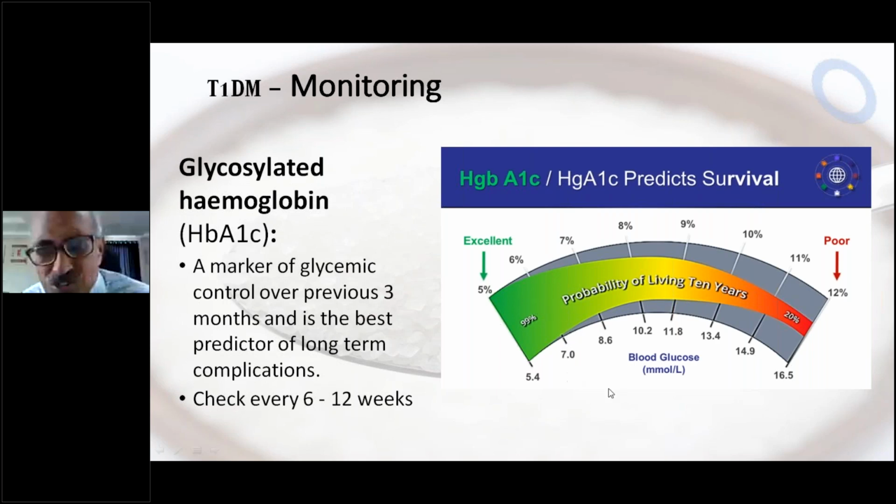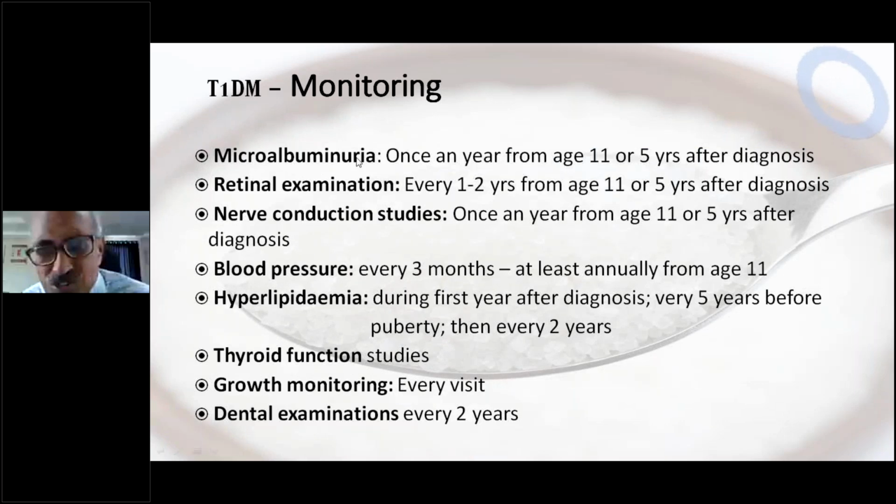So keep on checking the HbA1c, usually every 6 to 12 weeks. In addition to this, you have to keep on monitoring other things also. You must check for microalbuminuria at least. After 5 years of diagnosis especially, the chances of urine abnormality develop. So almost every year from the age of 11 years.